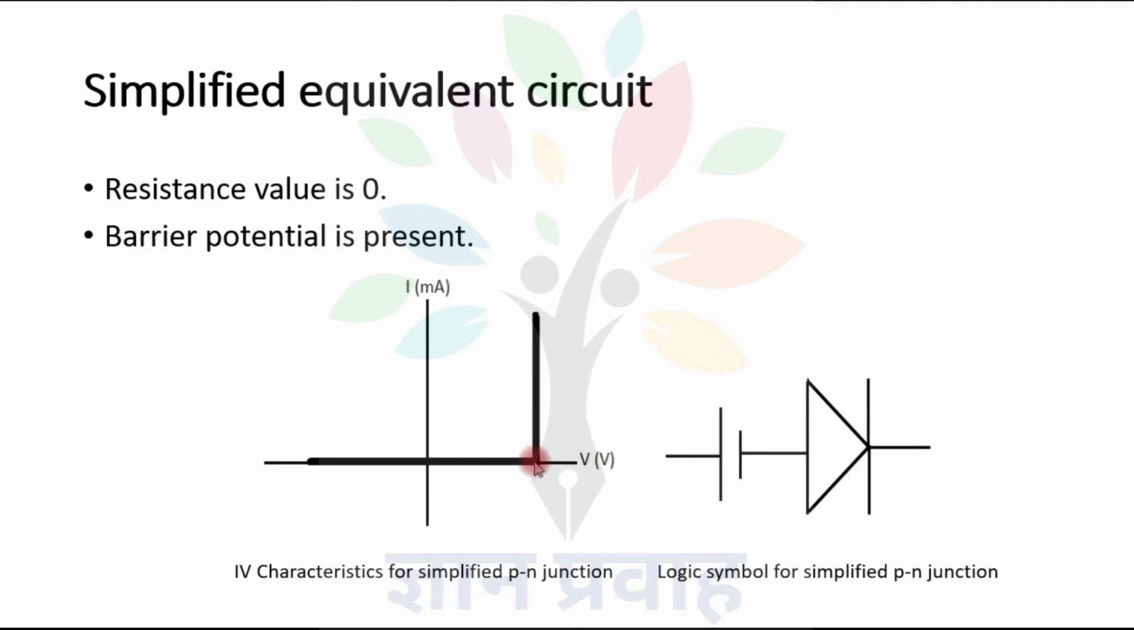So before knee voltage, current conduction is 0. It means the diode is in off state. But at knee voltage, current conduction is there. It means diode is in on state. And the logic symbol for simplified p-n junction diode is given here. An ideal p-n junction diode with barrier potential.